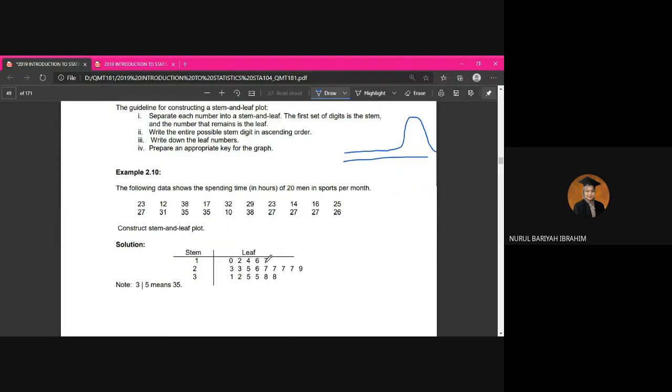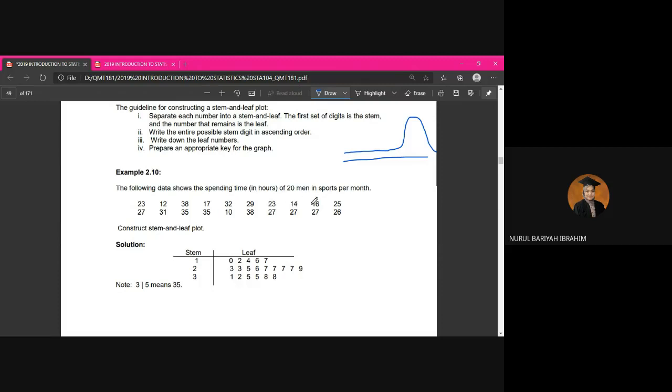This is an example of a stem and leaf plot. We have the stem column and the leaf column. First of all, you need to separate. We know how to separate: the first digit will be the leading and the second digit will be the trailing, stem and leaf. Then sort first: sort the leading digits. Looking here, the smallest leading digit is number 1.